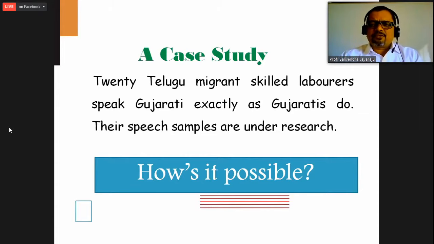speak Gujarati exactly as Gujaratis do. As Dania was speaking Telugu, the Telugu migrant skilled laborers speak Gujarati. And we have collected speech samples, and while they are speaking Gujarati, what are the responses of native Gujarati speakers? And we have collected the speech samples also. Since it is an unpublished research, we are going to publish in a couple of months' time. So I don't want to show you the speech samples. That's why I'm just presenting in black and white.